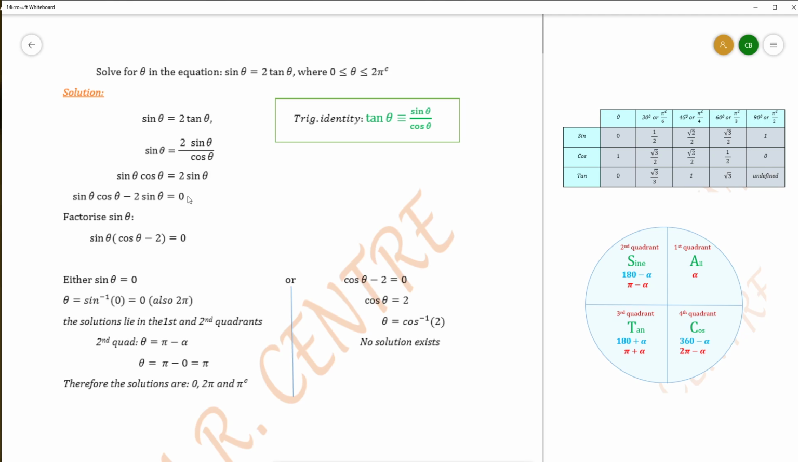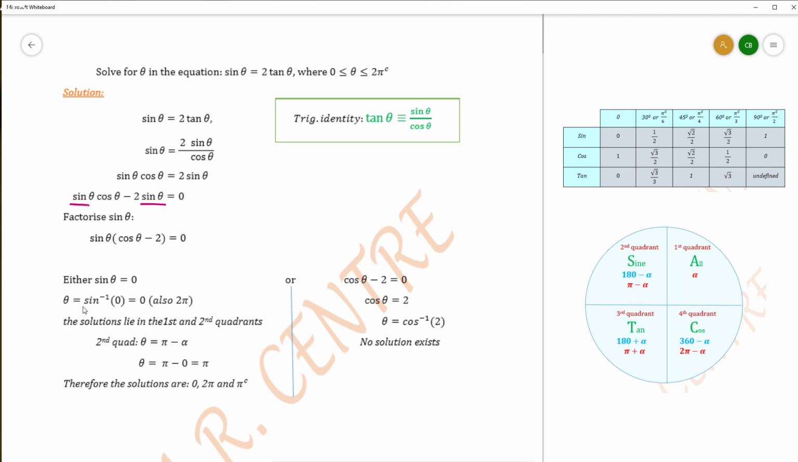So trying to get 0 on the right hand side, I will now have sine theta cos theta equal to 2 sine theta. Then this will give us sine theta cos theta minus 2 sine theta equals 0. So now we see that we do have a common factor in our terms. We have a sine theta in this term and a sine theta in this term. So that gives us sine theta open bracket cos theta minus 2 close bracket when we factorize, and writing that equal to 0. So similar to before, if we have this being equal to 0, then either sine theta equals 0 or cos theta minus 2 equals 0.